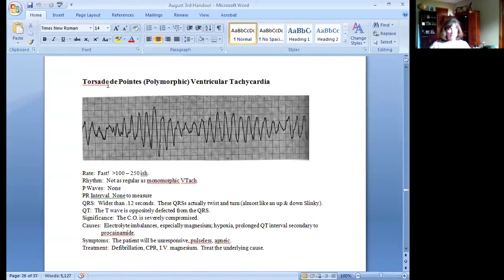Here's an example, real story. CCU bed C, probably a year and a half ago. A student was paired with the nurse.